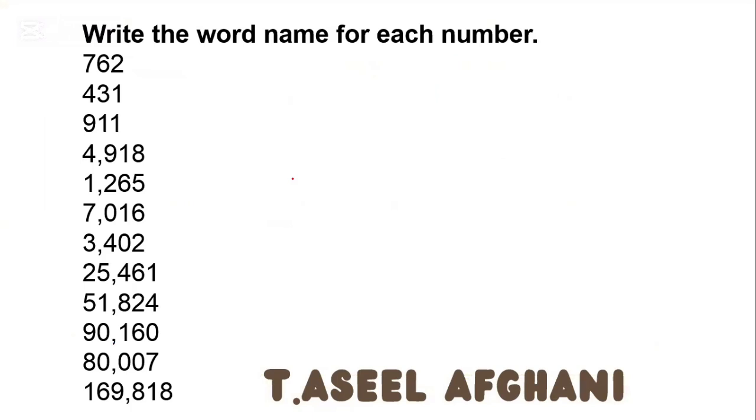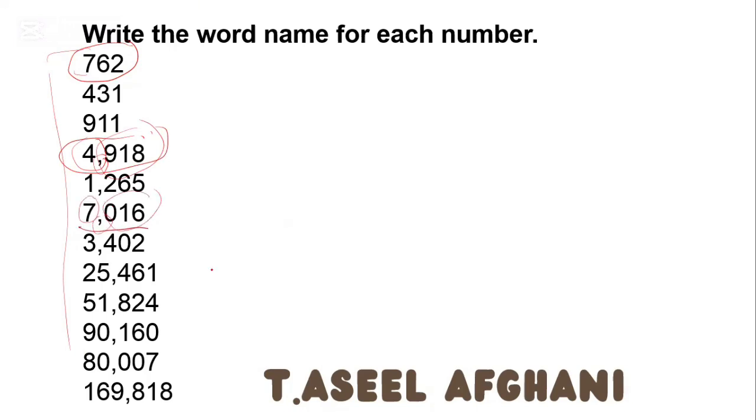Now we're going to write each number in its word name, which is represented in standard form. As you see, we want to represent it in the word name. So are you ready? Let's start. This number, can you read it? As you read it, you write its word name. So here we have 762. What about this number? 4,918. What about this one? 700.